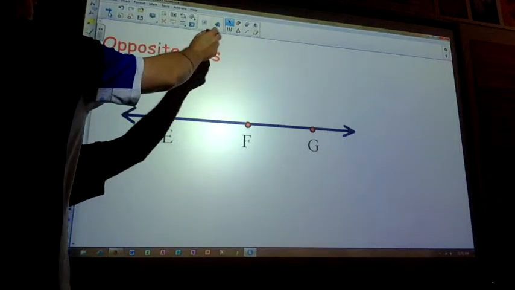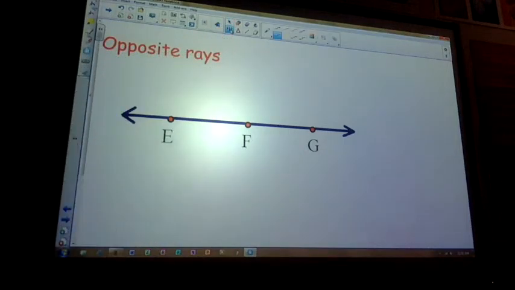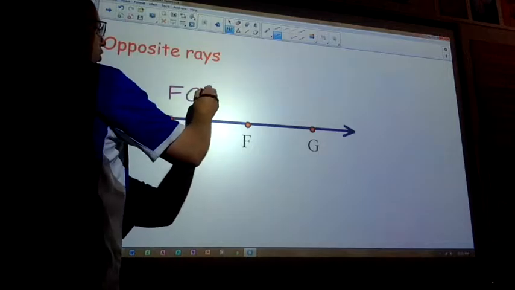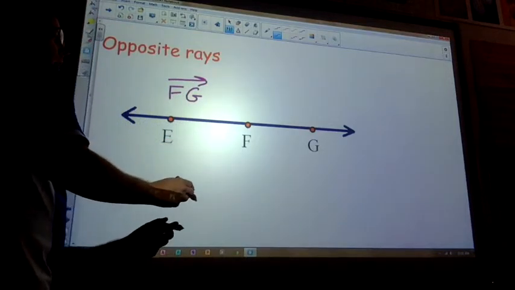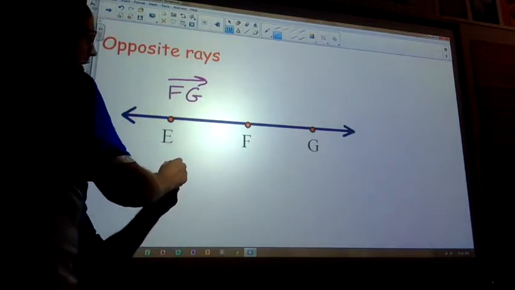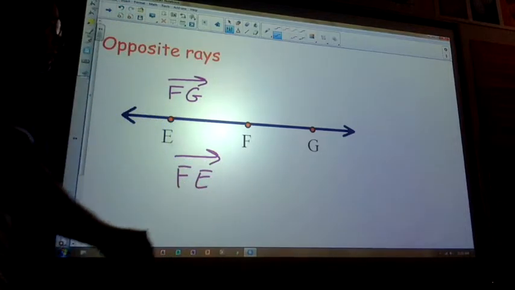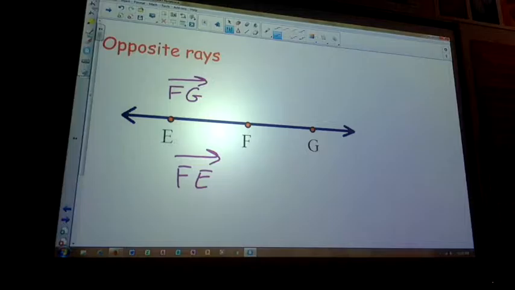All right. Opposite rays. These are rays that are going in different directions. So if I talk about ray FG, and I were to talk about ray FE, what can you definitely tell me about those two rays? That's obvious right off the bat. They are opposite.